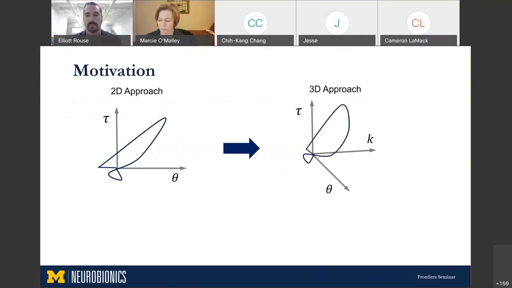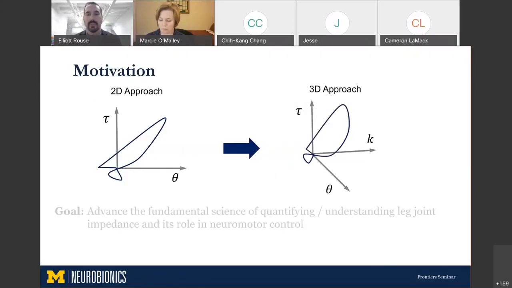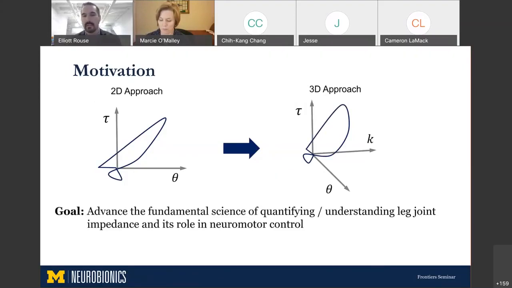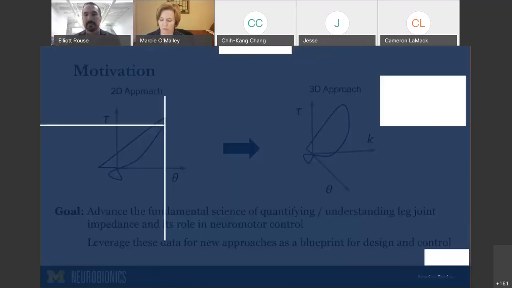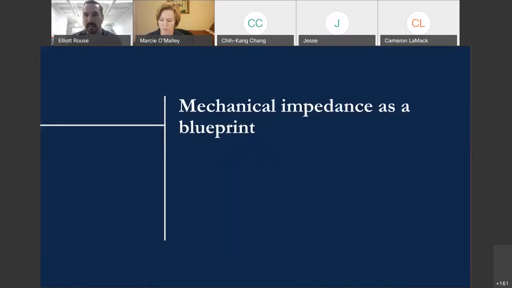And I would call this one of the fundamental goals of my research program: quantifying and understanding these properties, both in the context of wearable robotics, but also in the context of neuromotor control. My hope is that we can leverage this information as a new blueprint for the design and control of assistive technology. And I'm going to talk about this set of information in this talk. So the first thing I'd like to describe is how we might get mechanical impedance as a blueprint.